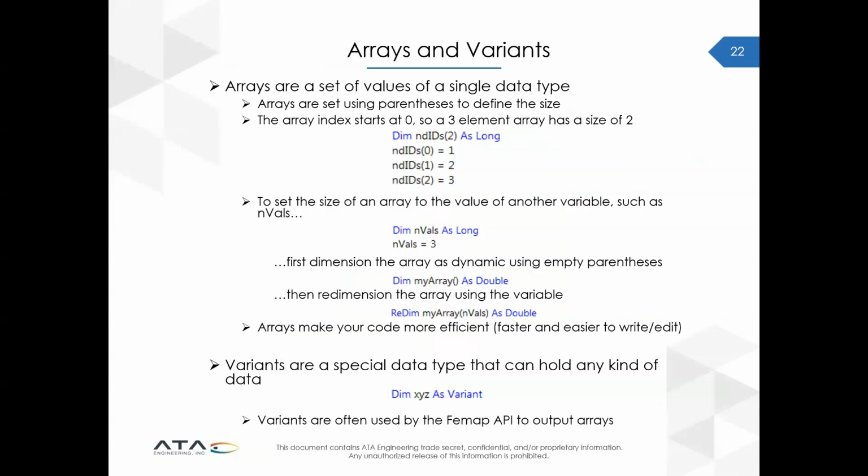So let's, for example, say we want our array to be as long as nvals. Whatever nvals is, however that's set, that's how big we want our array to be. So we've dimensioned this nvals. Somewhere in the code we set it to 3, and then we want to use it. So the first thing we want to do is dimension the array as dynamic, and the way you do that is with empty parentheses. So myArray, empty parentheses, as Double. So now it'll take real numbers, but it doesn't know how big it's going to be.